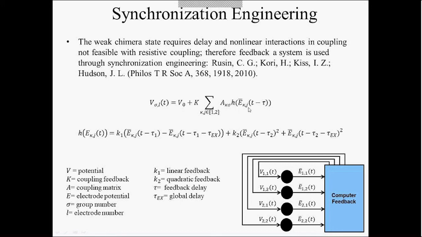And then this H function is our interaction function, where it has a linear term and a quadratic, or a second order term. And the strengths of those terms can be controlled through a feedback gain, K1 and K2. And there's also a delay that can be applied uniquely to each one, tau1 and tau2, as well as an external delay, which is applied globally to both the linear and nonlinear terms.